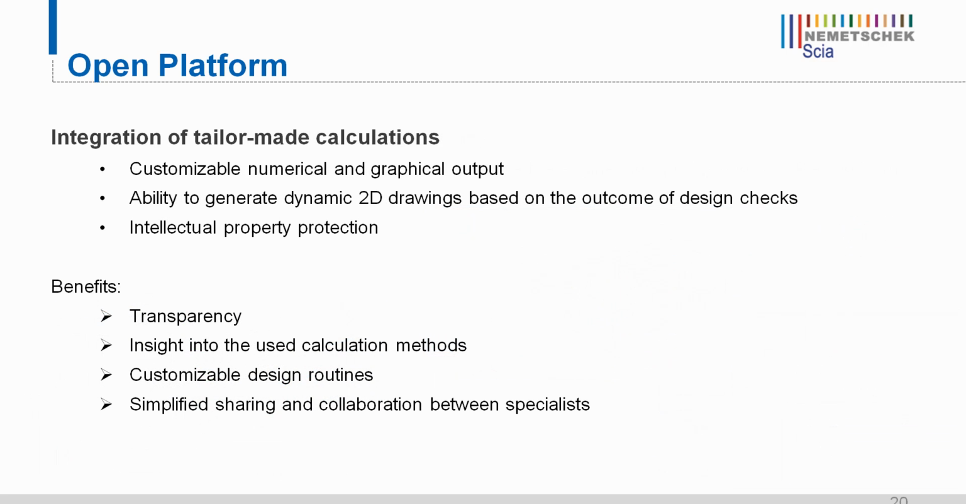So the output we have seen in our calculation, it can be customized as well as numerical as graphical. Dynamic 2D drawings can be generated based on the outcome of design checks. And license codes may be generated to protect the design check or sets of design checks. So there are a few benefits: transparency, as said before, insight into the used calculations, customizable design routines, and simplified sharing and collaboration between specialists.